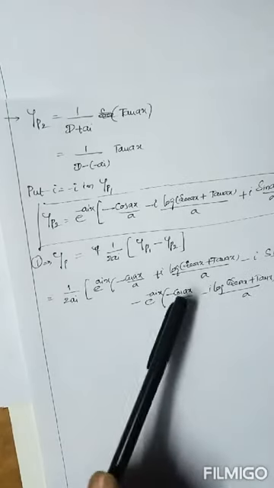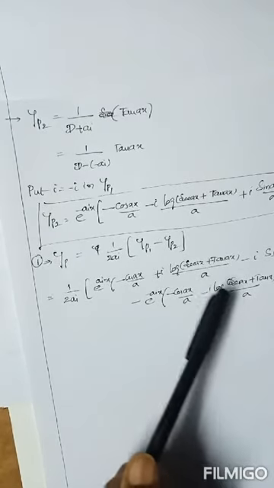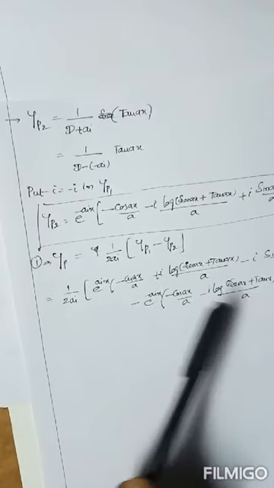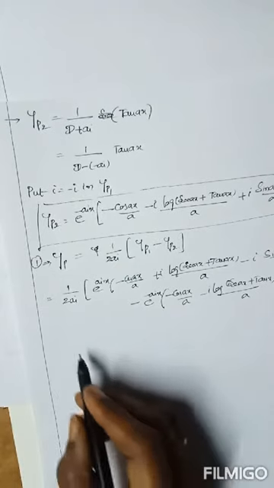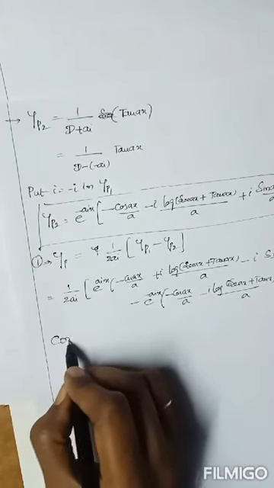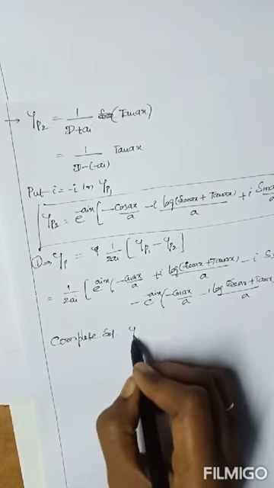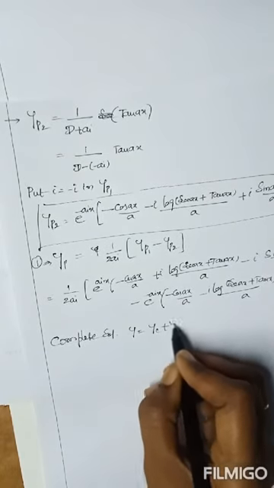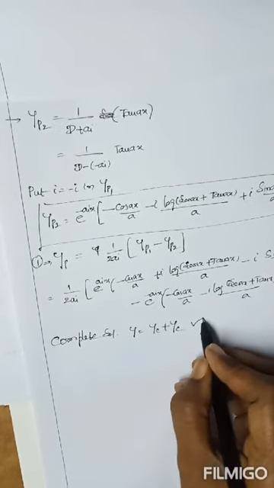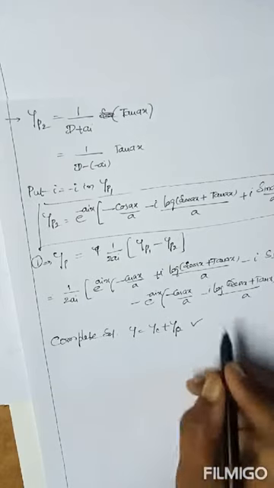Simplification is also possible by opening the bracket, these two are 2 into something. From this also you can write, otherwise leave it. Therefore, the complete solution: y equals yc plus yp. Right, just the two results are here, yc plus yp. That's it.